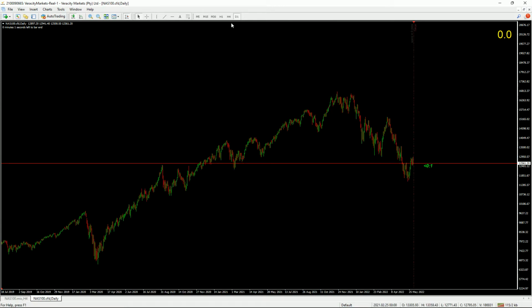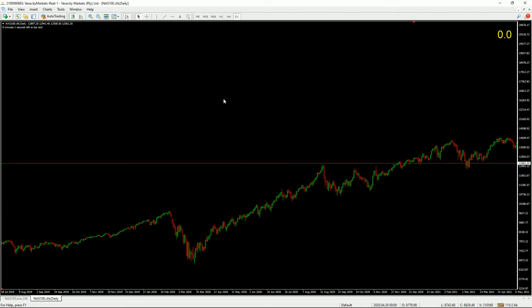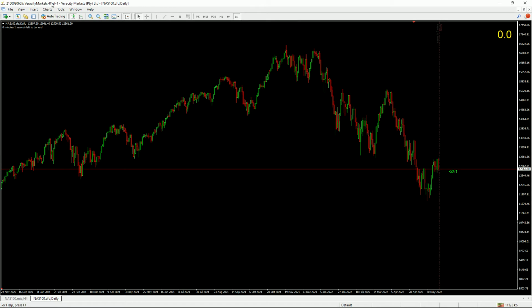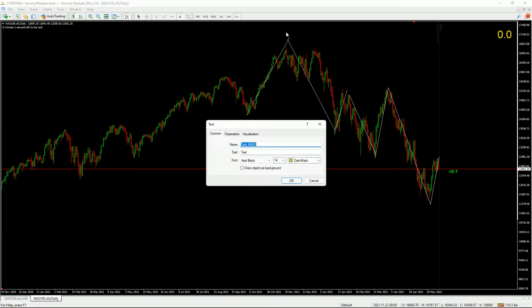When I'm talking about the overall market structure, first of all, what is the market structure? The market structure is the movement of the price, the up and down, when the market is going up and going down, and going up and going down. So this is the market structure, guys. You all understand what I'm saying?